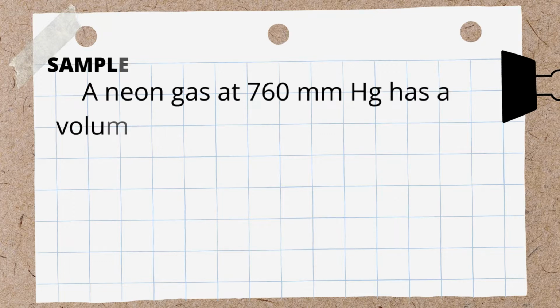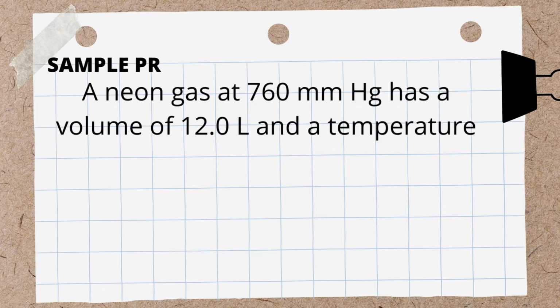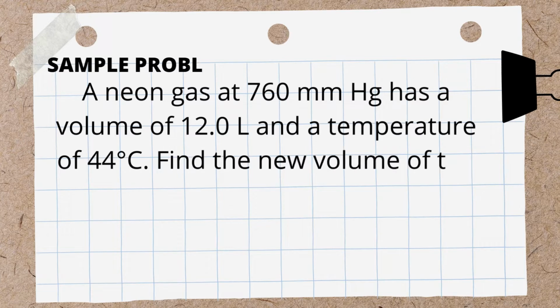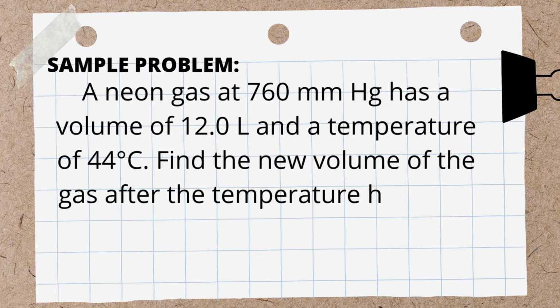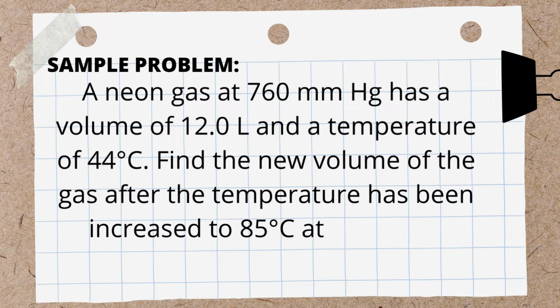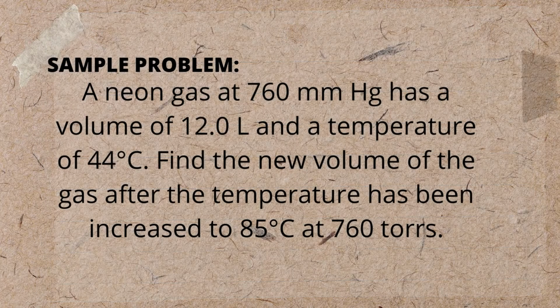A neon gas at 760 mm mercury has a volume of 12.0 liters and a temperature of 44 degrees Celsius. Find the new volume of the gas after the temperature has been increased to 85 degrees Celsius at 760 torr.